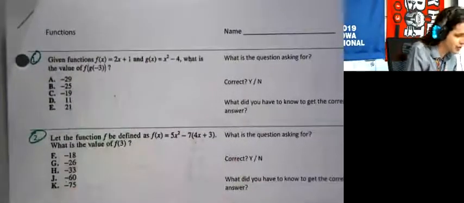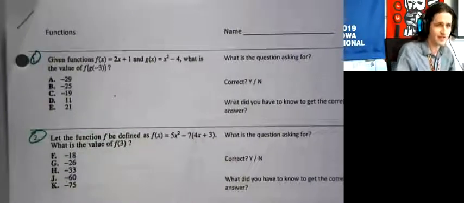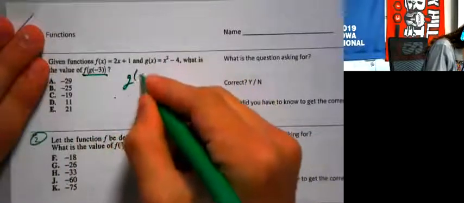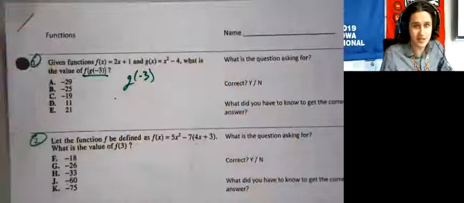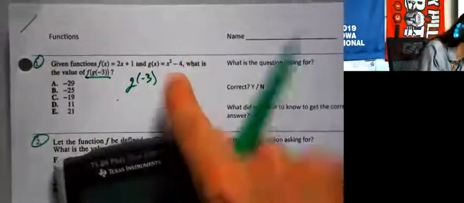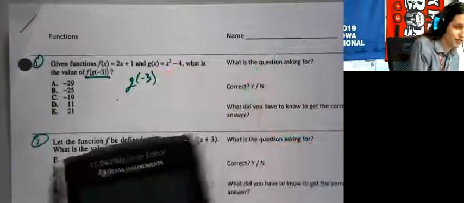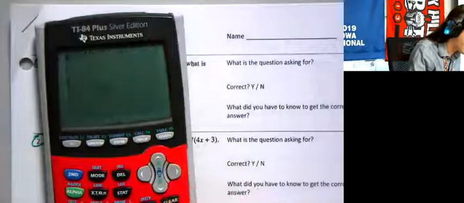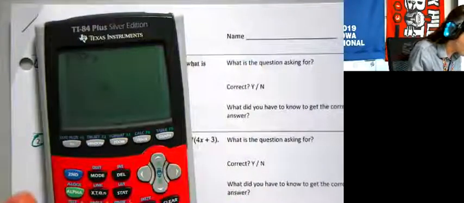Given a couple functions, what is the value of f of g of -3? Okay, what does this mean? This means we need to figure out what is g of -3 first. What do we get when we plug -3 into g? There's that function g there. It's x squared minus 4. So we say here, okay, what is -3 squared minus 4?